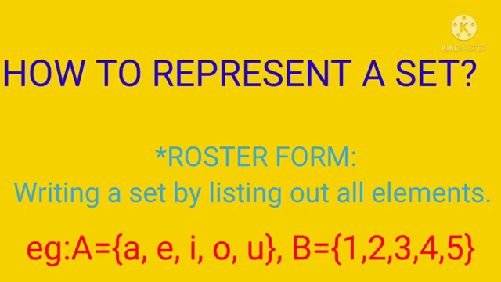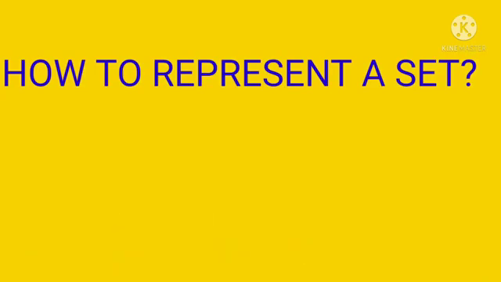Now we will see how to represent a set. What are the different ways to represent a set? First one is roster form. In roster form, we write a set by listing out all the elements. It is also called list form. That means we just list out the elements in that set, that is roster form.